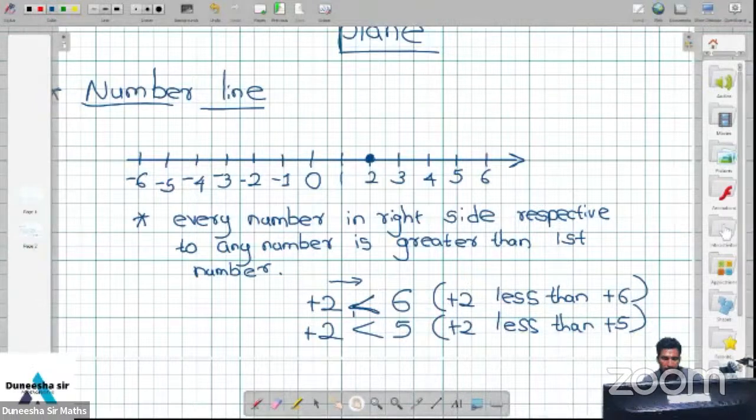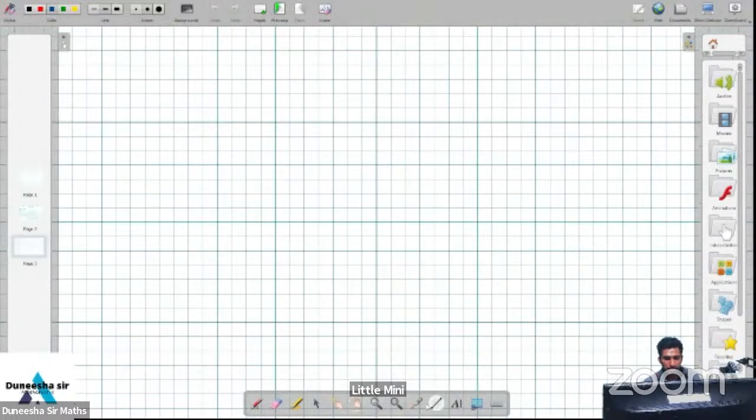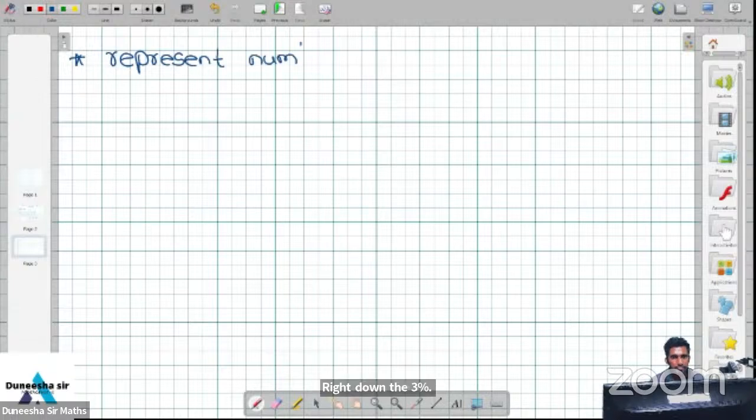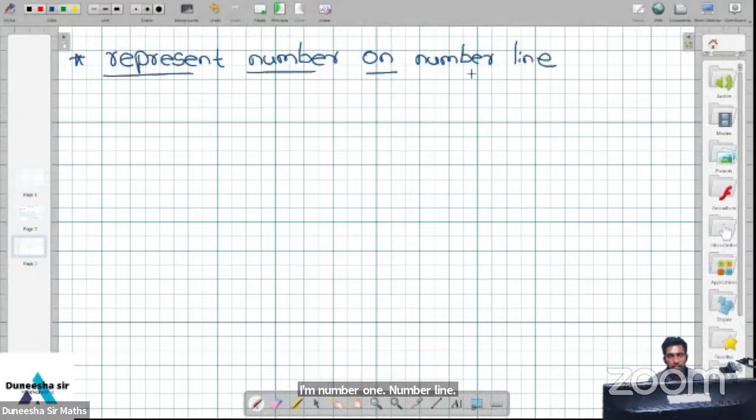After you finish, raise hand. Okay, I finish. Next time, we are going to represent the number. Write down the subtitle: represent number on number line. Okay, represent number on number line.